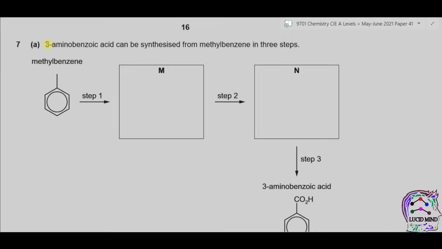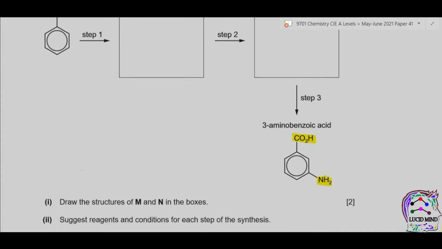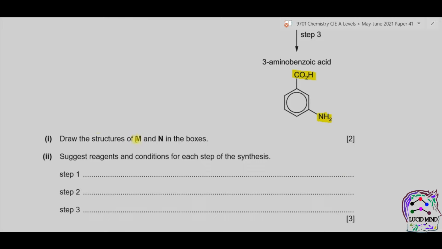Question 7, Part A, 3-amino-benzoic acid can be synthesized from methylbenzene in 3 steps. We have methylbenzene. In step 1 it is converted into M, then in step 2 it is converted into N, and in step 3 it is converted into 3-amino-benzoic acid. Now it says that draw the structures of M and N in the boxes.